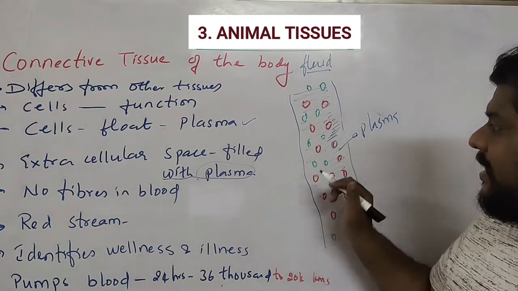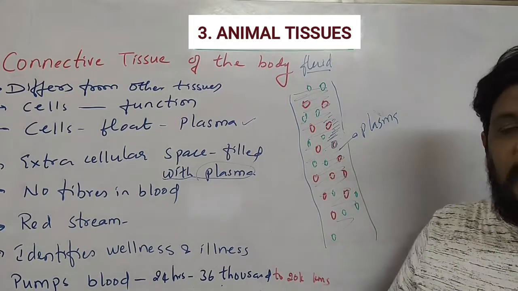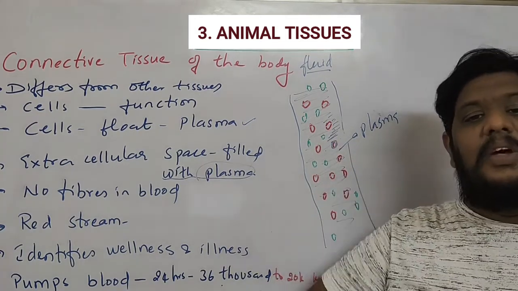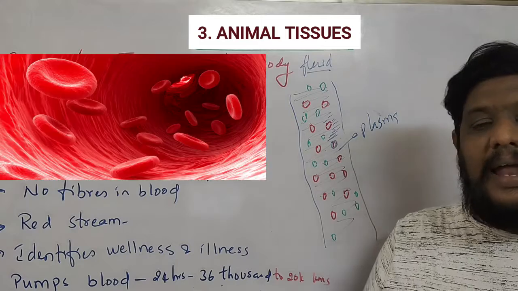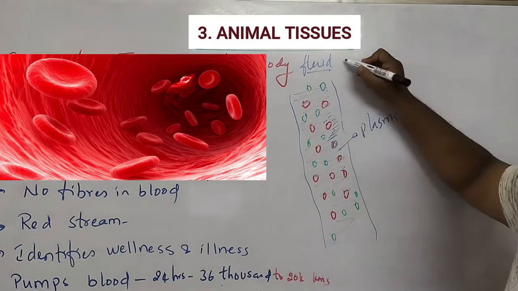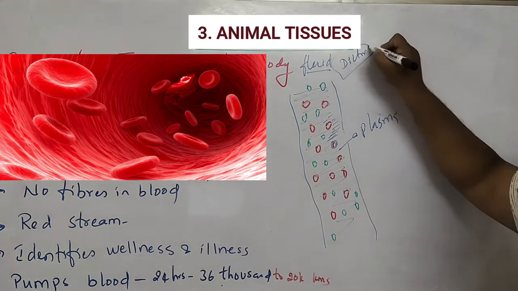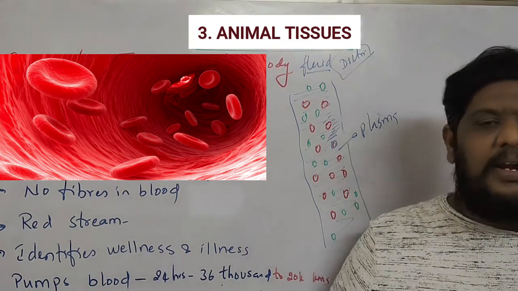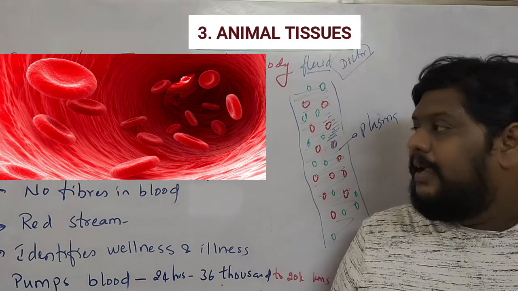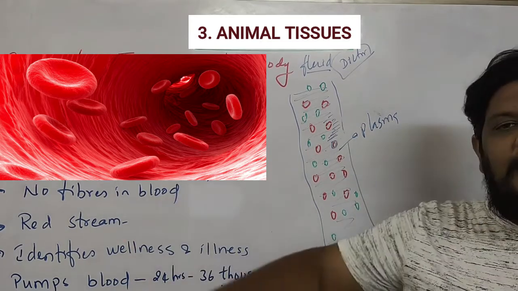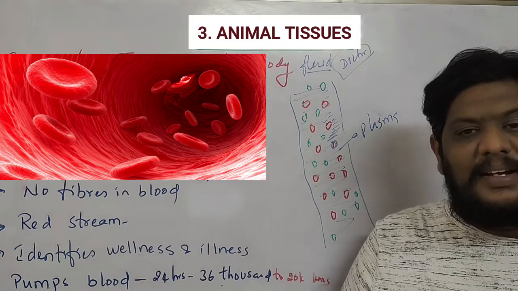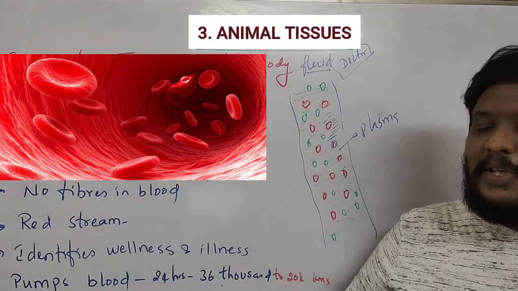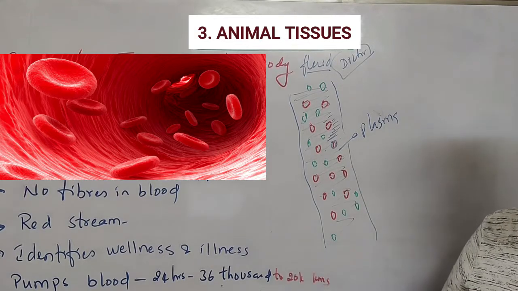So all these cells have different functions. You can see different colored cells here, and each and every cell has a different function. And see, when you go to a doctor, if you are sick, or if you want to know whether you are completely well, that completely depends upon your blood. They will take your blood samples and test them and tell you whether you are sick or completely well. That is how blood is very, very useful to us.